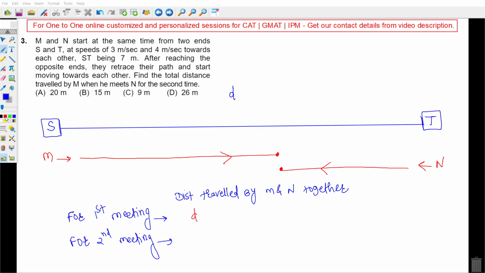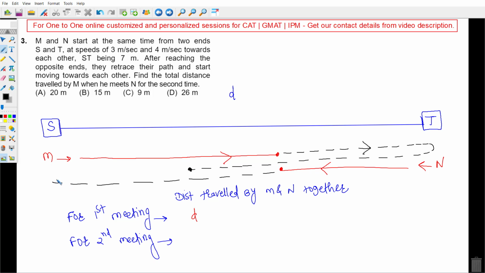Okay everyone, look here, for the second meeting M will go to point T first of all. Then he will take a U-turn like this. Let's say the second meeting is going to happen here. Till that time, N will also go to S, and he will take a U-turn here and they are going to meet here.